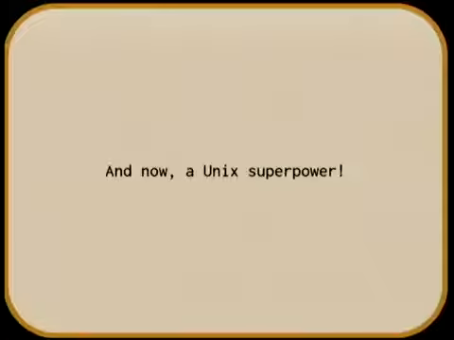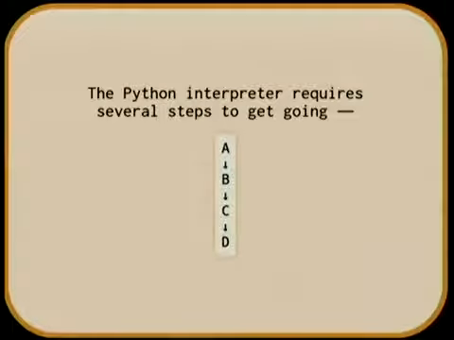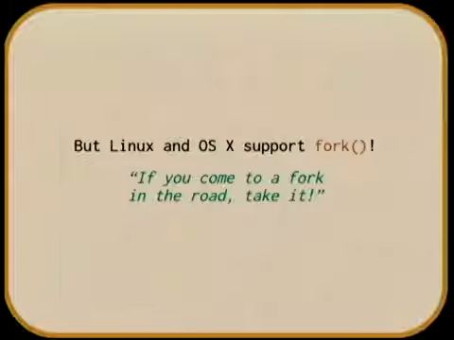And now, I'm going to teach you about a real Unix superpower that you just can't do anywhere else, forking. On primitive operating systems, the only way to create a new process is to start a whole new program from the beginning. If these are the steps the Python interpreter needs to get going, then if you want to start a separate Python process, you've got to send a second interpreter through those same steps. But Linux and OS X support fork.